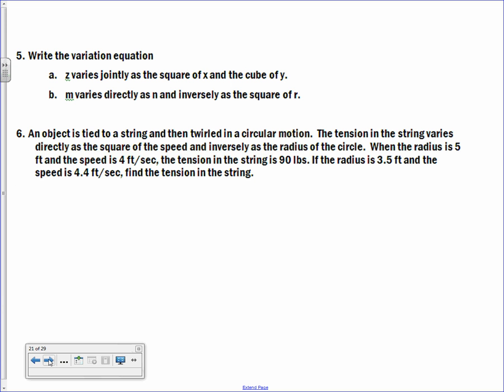So we'll try number 5. This is the kind of combination stuff where we had more than one thing going on. 5a says z varies jointly as the square of x and the cube of y. Jointly meant all multiplication. Just remember when you see the word varies, you also need to throw a k in there for your constant of variation.